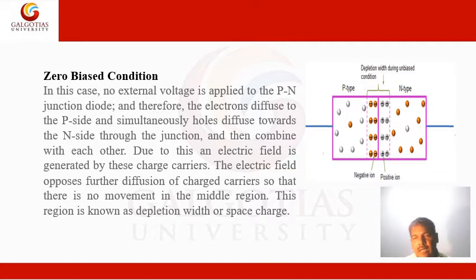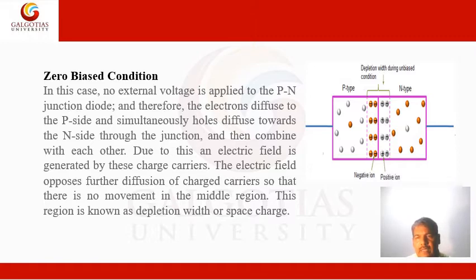As shown here in the diagram, the n-type semiconductor has free electrons and the p-type semiconductor has holes. So an excess number of free electrons are available on the n side and an excess number of holes are available on the p side. Due to the concentration of electrons and holes in n-type and p-type, they diffuse through the junction and combine together.